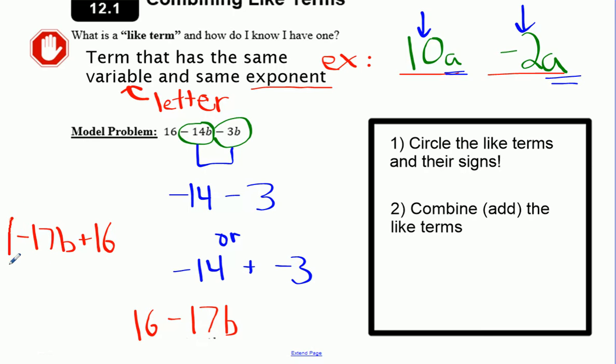I kind of prefer this one just because the variable is in the front term. And I cannot add any more. Why can't I add any more? They are not like terms. This one has a B, this one doesn't have a B.